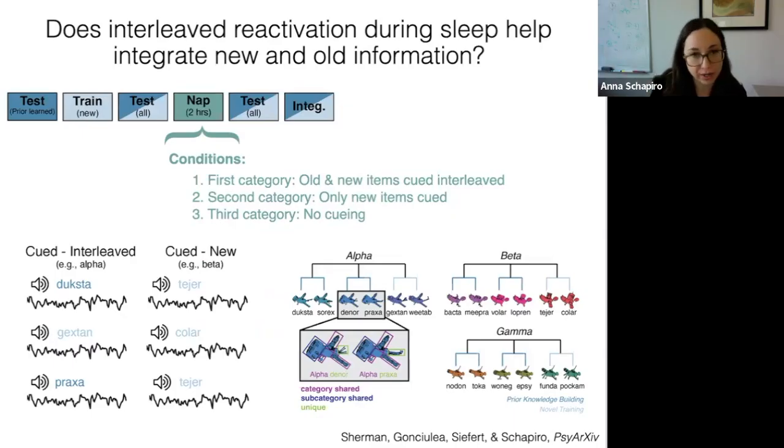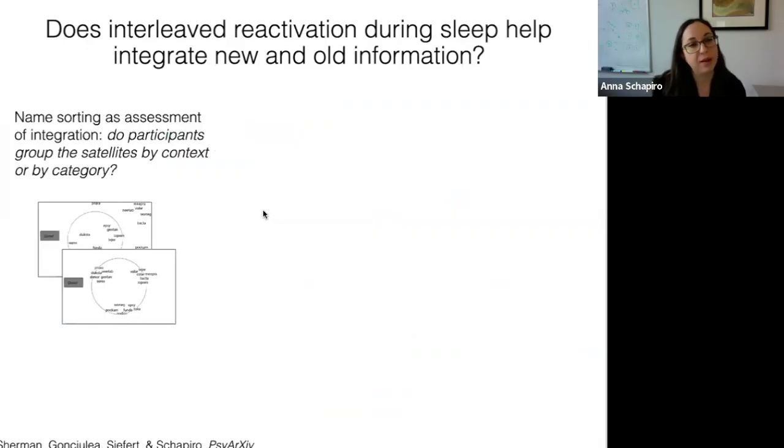We have one category where we're going to interleave cueing of old and new objects, another category where we only cue the new objects, and then a third category that doesn't get any cueing at all during sleep. And at the end, we do this sorting assessment where we let people group the names of the satellites in whatever way makes sense to them. And the question is, do they group the satellites by the context they learned them in, like today versus a couple weeks ago, or do they group them by the category, which would suggest that they've integrated the new exemplars into their category knowledge?